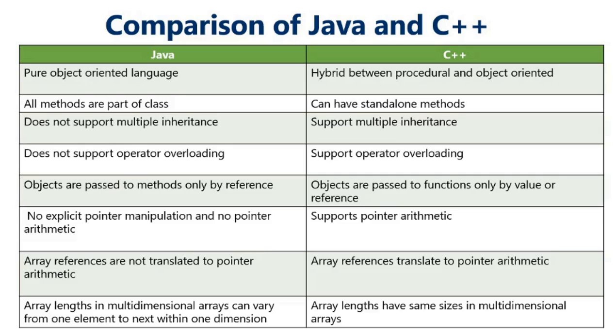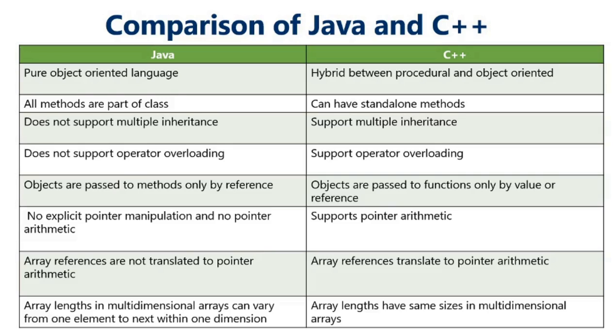All the methods are part of the class in Java, whereas in C++ you can write a method outside the class. Java does not support multiple inheritance; C++ supports multiple inheritance. Now why does Java not support it? Because in Java it is not allowed to use two classes as base classes. You have to compulsorily use one class and one interface as a base if you want to implement multiple inheritance in Java. Whereas in C++, you can use two classes as base and you can make use of the virtual keyword. Hence, it supports multiple inheritance.